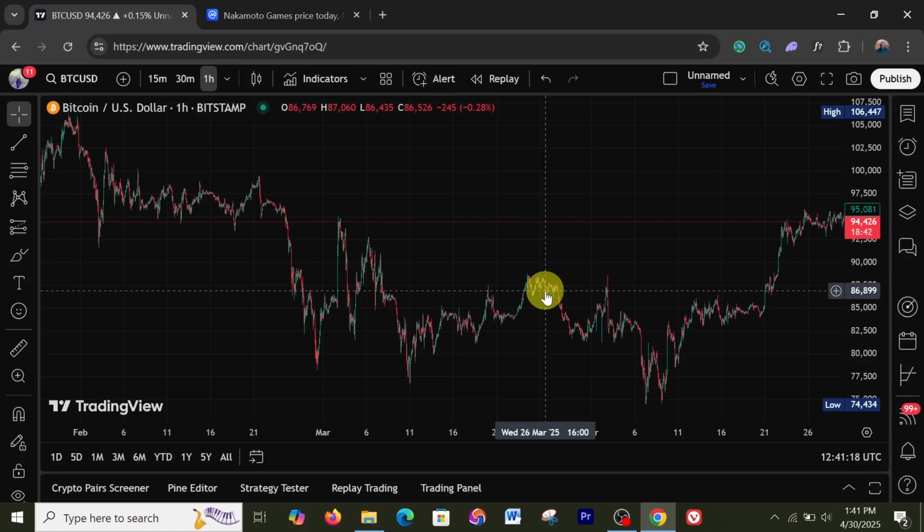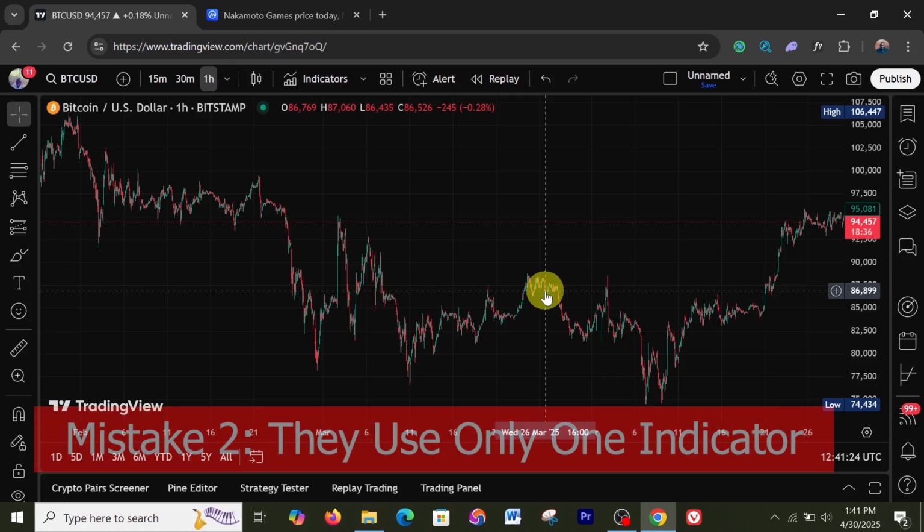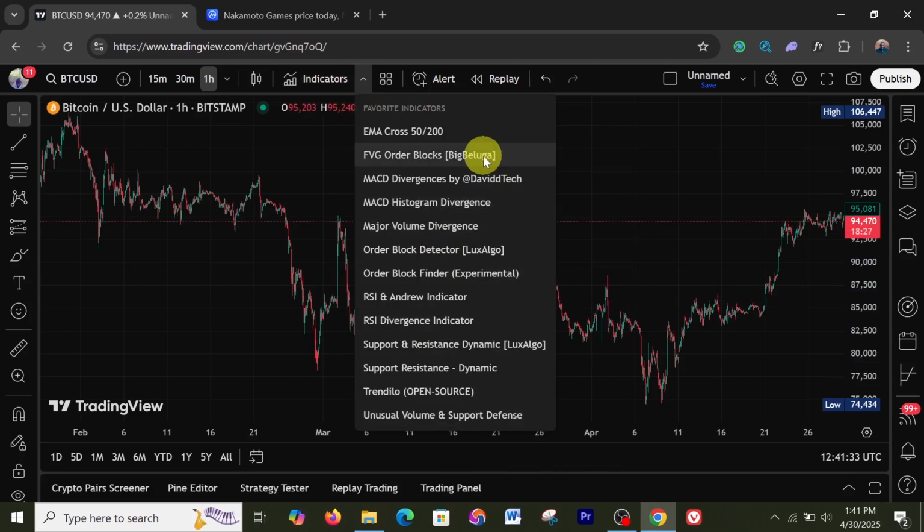So the next mistake they make is they use only one indicator. There is no magic indicator in the market. Believe me, you have to use more than one indicator. Like me, for instance, I use a whole lot of indicators, but I have the favorite ones that I use. I have the ones that I use the most based on my setup.